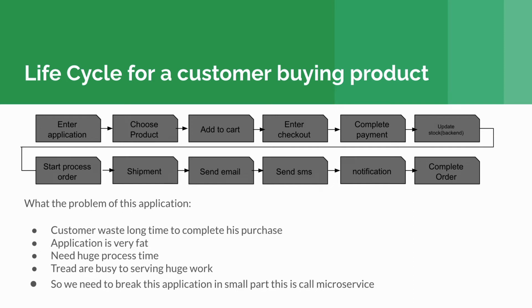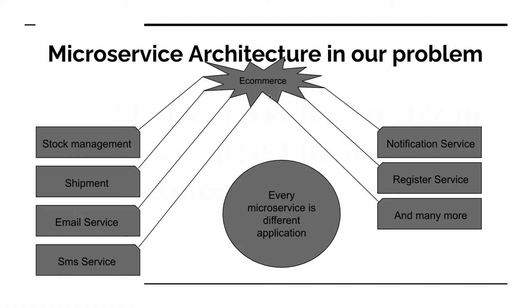So in a different repository, the development team starts another version of their application using the microservice pattern. I write a microservice architecture for our problem. It's our e-commerce. So we develop another application, segregating our fat application into single repository services: stock management, shipment, email service, SMS service, notification service, register service, and more. But you see, our one application is now converted into 7 applications or more.